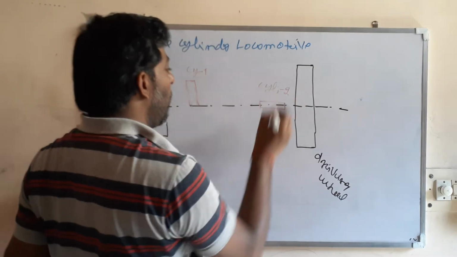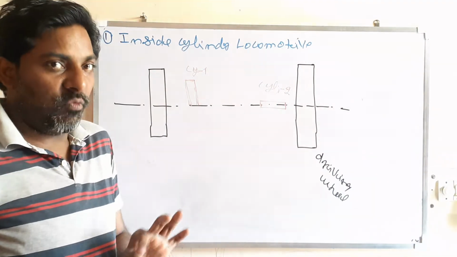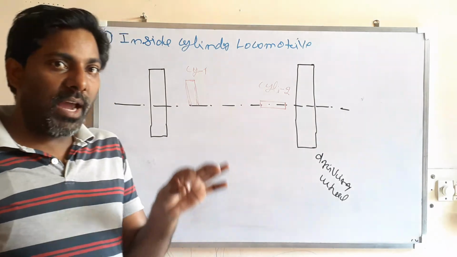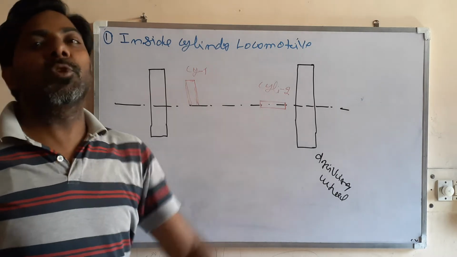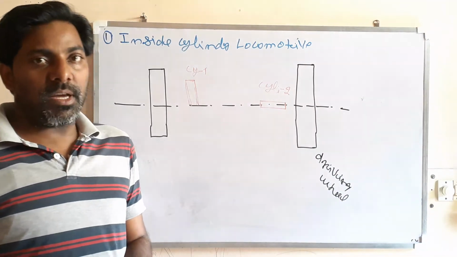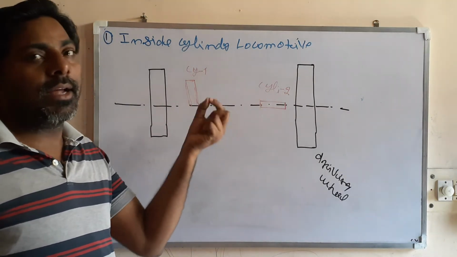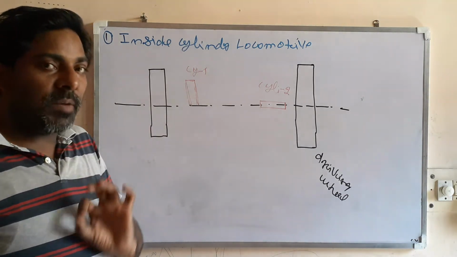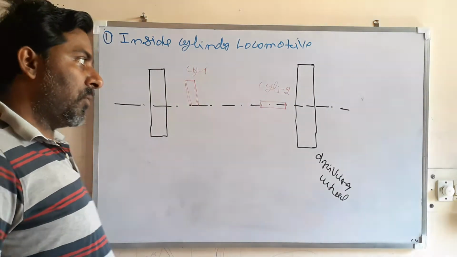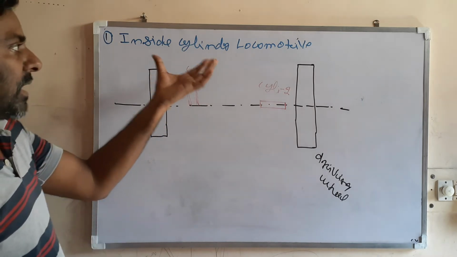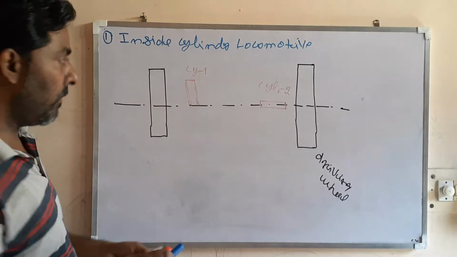So this is cylinder number 2. The angle between the cranks of these two cylinders is 90 degrees. Why is that angle 90 degrees? The reason is that the engine or locomotive can be started at any position of the crank. That's why the angle between the cranks of these two cylinders is 90 degrees. Another benefit is that the turning moment will be uniform. So in an inside cylinder locomotive, the cylinder is inside the driving wheel.